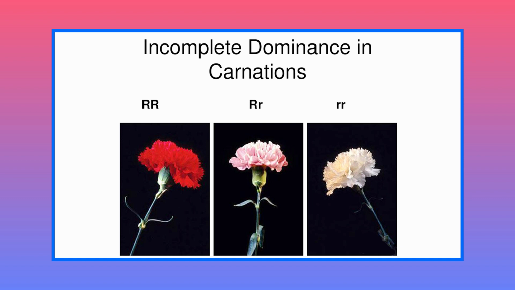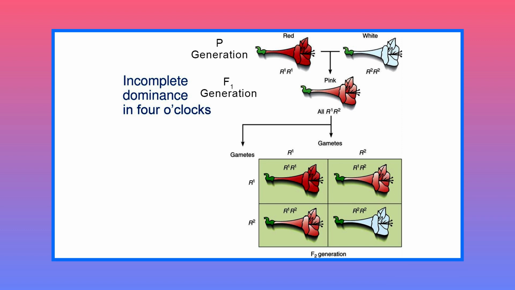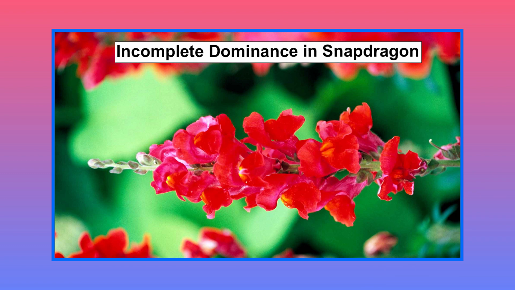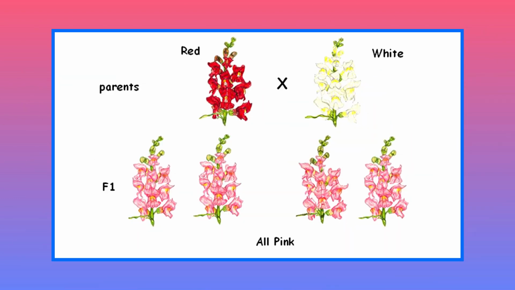Thereby displaying incomplete dominance. Dear students, four o'clock flowering plants are an example of incomplete dominance as well. Red and white flowering plants breed to produce offspring with pink flowers. Snapdragon also shows incomplete dominance by producing pink colored snapdragon flowers. The cross pollination between red and white snapdragons leads to pink color flowers because neither of the alleles, white and red, is dominant. Dear students, this was all about incomplete dominance.